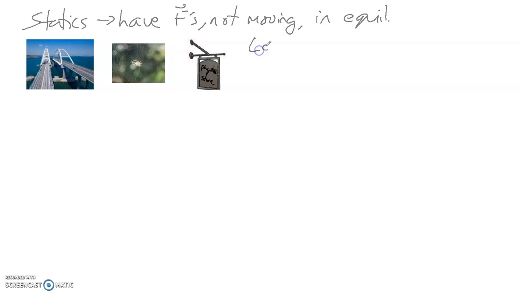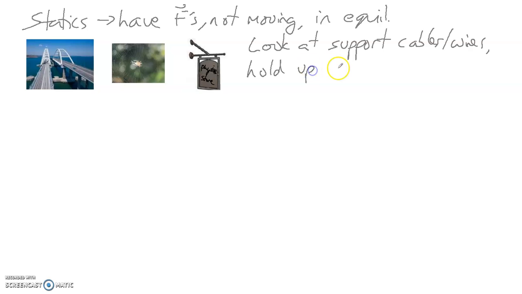So what we can do is look at things like support cables, wires, ropes, anything like that. We can look at these different support structures, which basically hold up things. They hold up against gravity, and that's basically what we can do. So we're looking at gravitational force and then translating it to these things that are actually working against gravity. And that's the basic idea of statics.